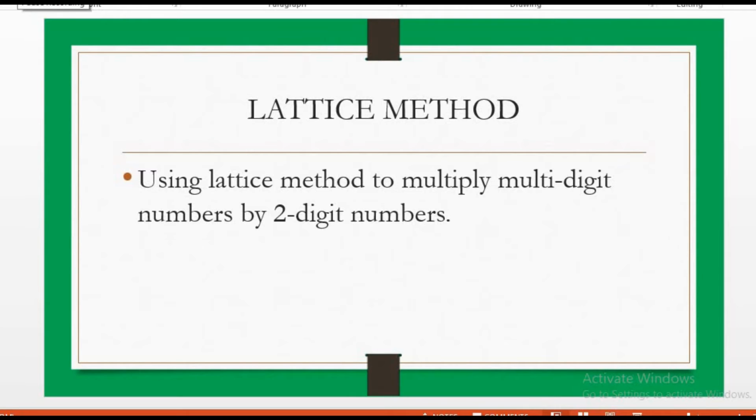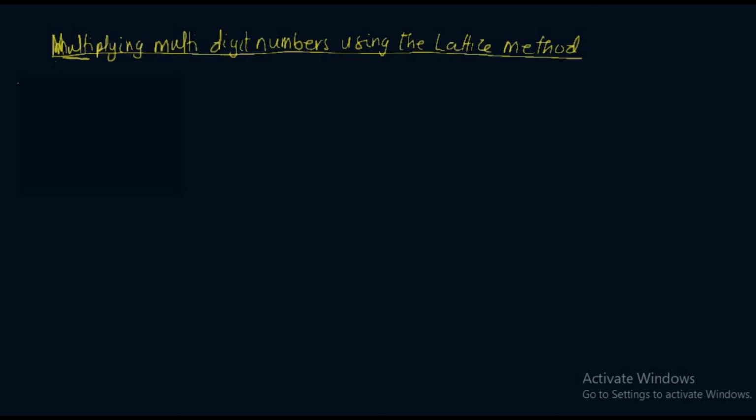This video is on the lattice method. We've already done an introductory video on the lattice method, so you know what it does. In this video, we will be using the lattice method to multiply multi-digit numbers by two-digit numbers. In the previous video, we just did two-digit numbers with a one-digit number. So let's quickly move to our drawing board and start with some examples.